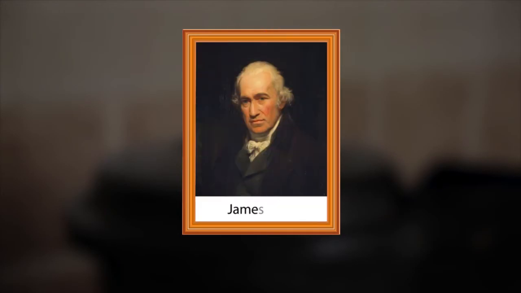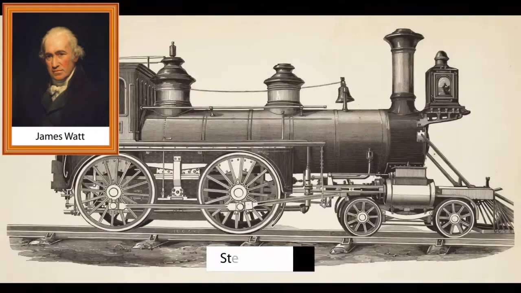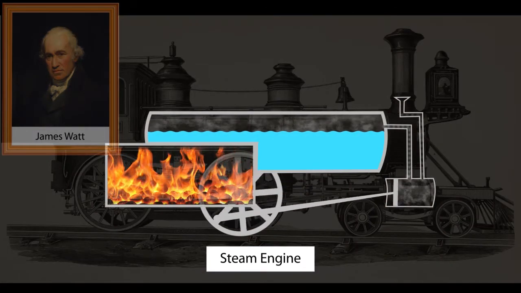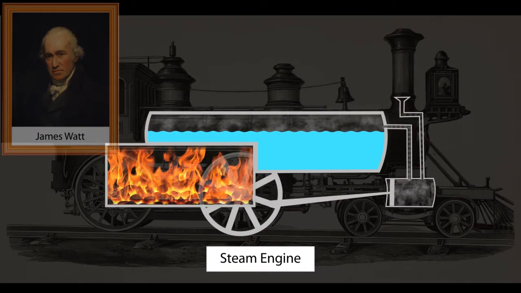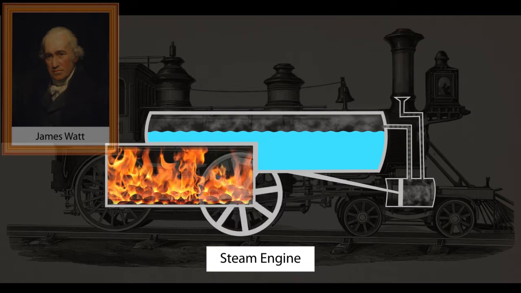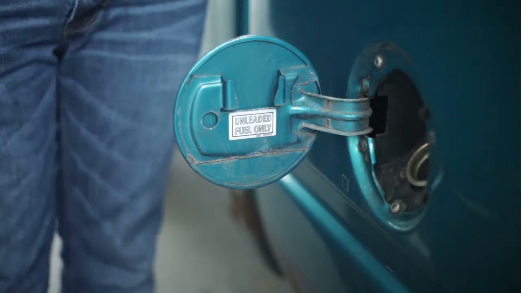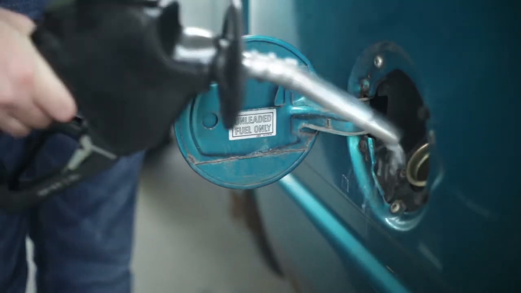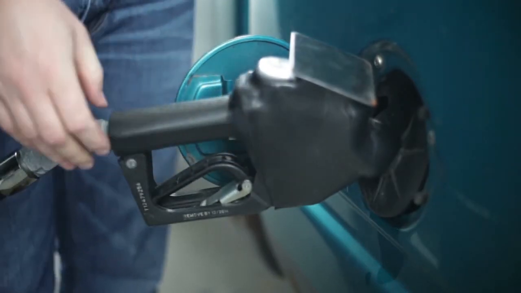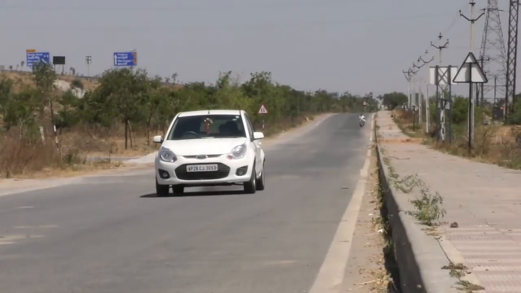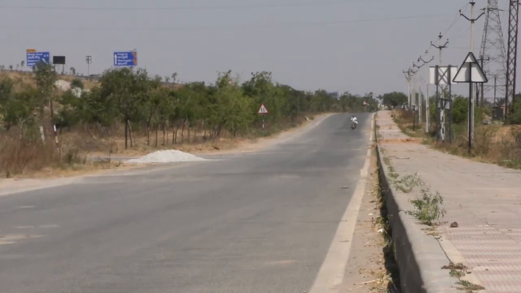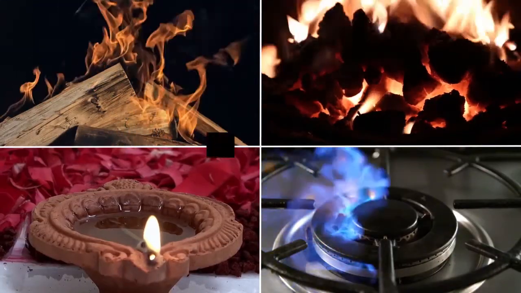A young scientist named James Watt studied this phenomenon which led to his invention of the steam engine. In 1765, he invented the steam engine, in which heat energy was used to drive the engine. In fact, automobiles utilize heat energy by burning petrol or diesel, which is converted into mechanical energy, enabling them to move. Now let us look at some applications of heat energy.